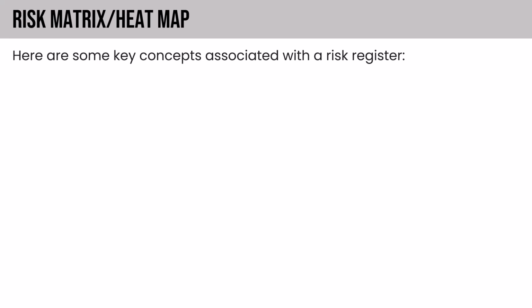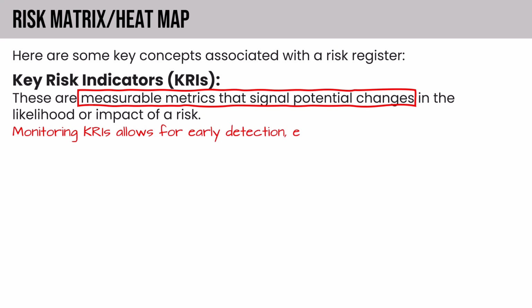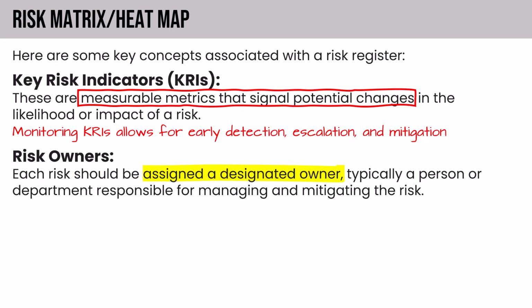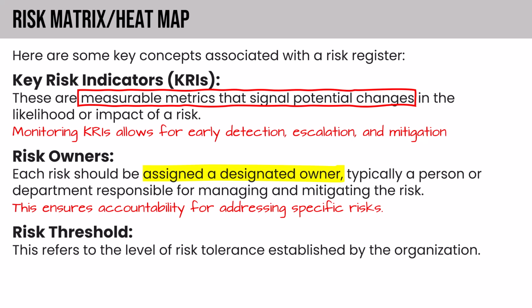Some key concepts associated with a risk register you should be familiar with for the exam. So we have key risk indicators, which are measurable metrics that signal potential changes in the likelihood or the impact of a risk. So monitoring KRIs allows for early detection, escalation, and mitigation. And we also have to think about risk owners. So each risk should be assigned a designated owner, typically a person or a department responsible for managing and mitigating the risk. If there's not a specified owner of the risk, nobody owns it, it's sure to get ignored. So assigning that owner just ensures accountability for addressing the risk. Then we have the risk threshold, which refers to the level of risk tolerance established by the organization.